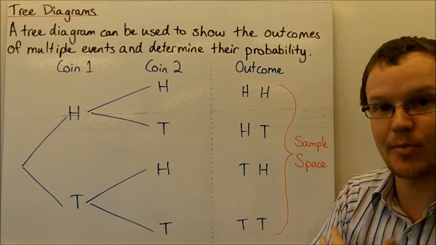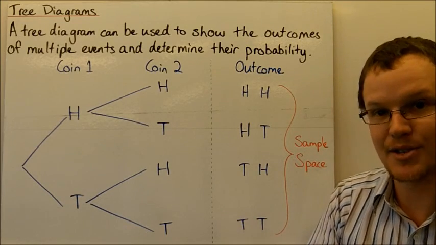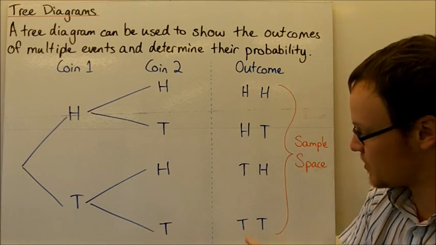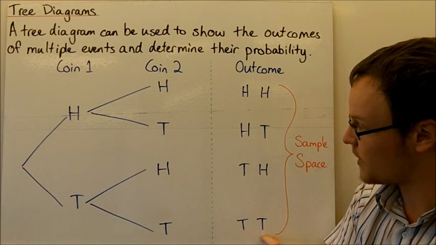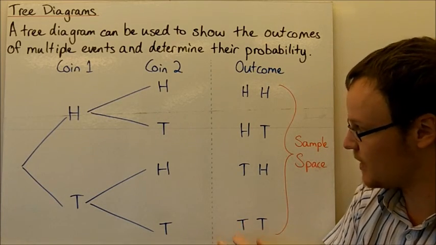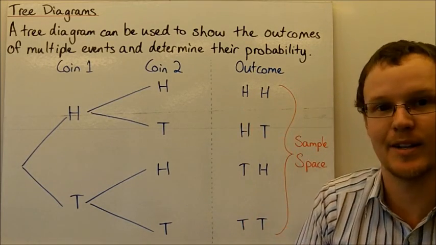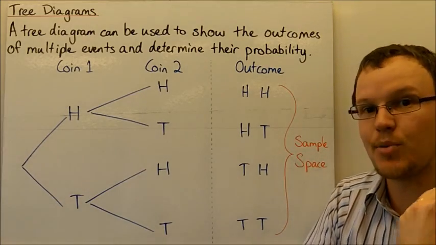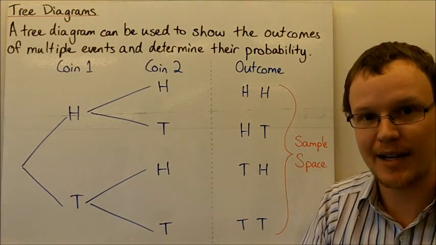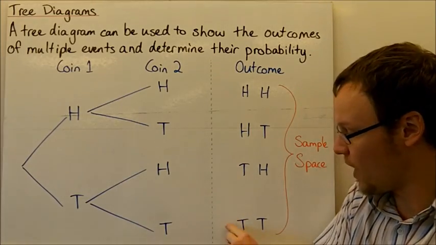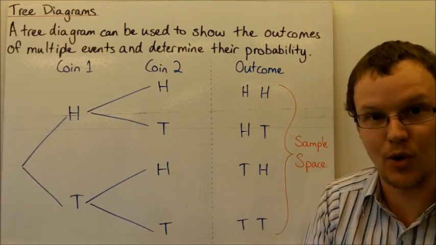So if we wanted to know the probability of flipping two tails in a row, we'd be able to see there's one outcome that shows 2 tails out of 4 possible outcomes. So the probability of flipping 2 tails in a row is 1 out of 4, so 1/4.